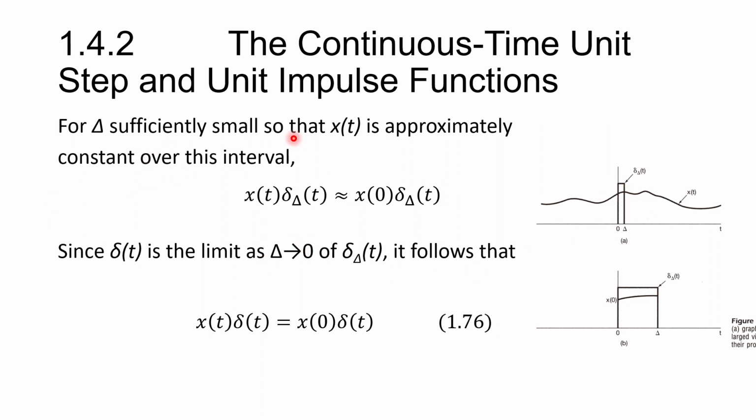if your x of t is reasonably smooth here, then this will become a constant function. This part just looks like a constant function that has value x of 0 because it is a very thin region. And so the result of multiplying x of t with delta of t will be x of 0 times delta of t. On this part, and obviously it's also true on the other parts because they are just 0.